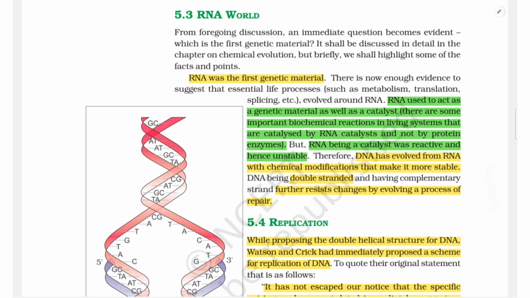RNA used to act as a genetic material as well as a catalyst. There are some important biochemical reactions in living systems that are catalyzed by RNA catalysts and not by protein enzymes. But RNA being a catalyst was reactive and hence unstable. Therefore, DNA has evolved from RNA with chemical modifications that make it more stable. DNA became double-stranded, and having a complementary strand further resists changes by evolving a process of repair.